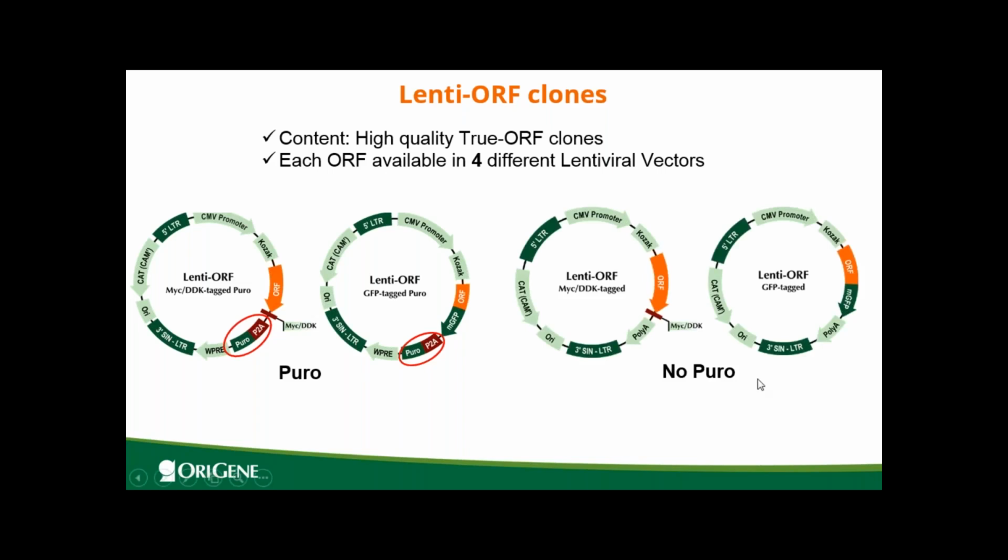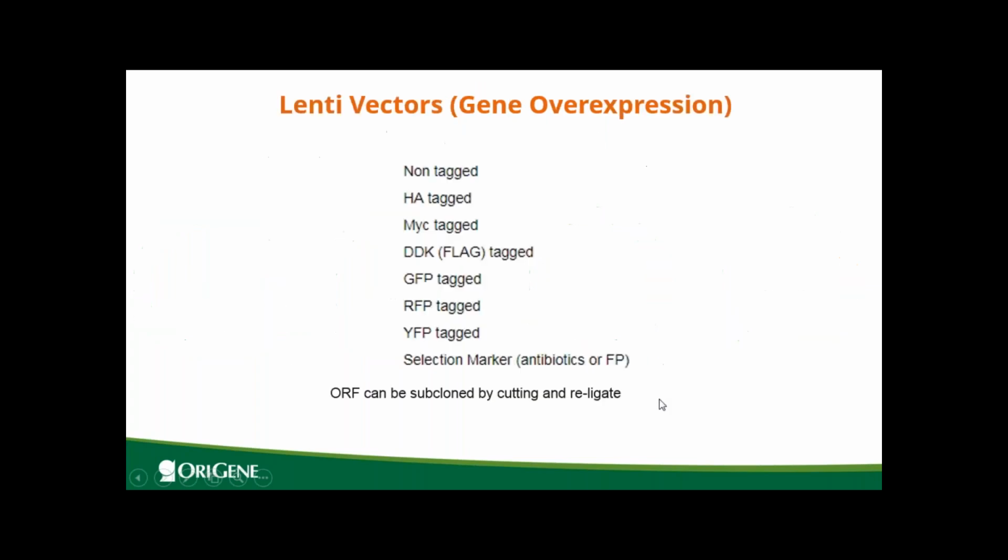These 2 vectors do not have Puro, since for packaging there is a limit for lentivirus between the LTRs, so without Puro, a larger insert can be cloned into the vector. OriGene also has over 30 lenti-cloning vectors, either non-tagged or with different tags or different selection markers, and the ORF can be easily cloned into those vectors by simply cutting and religating, and the gene will be in frame with those tags.